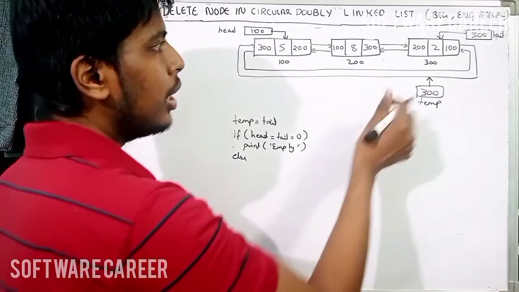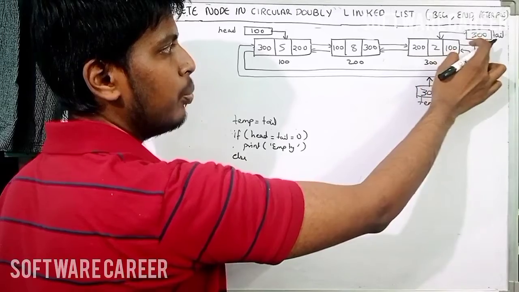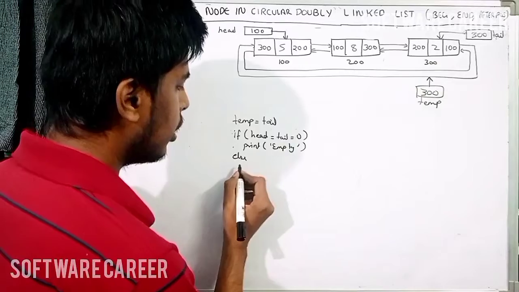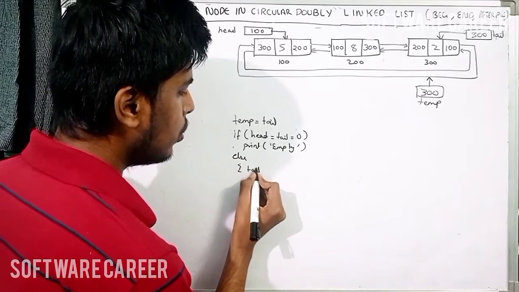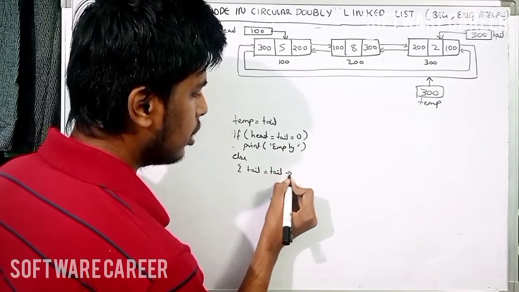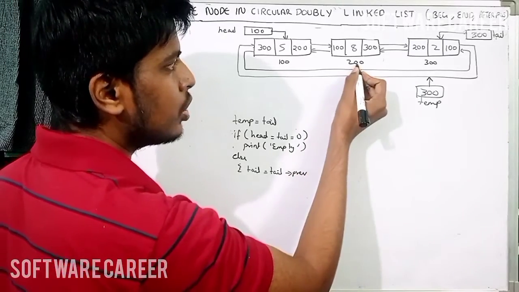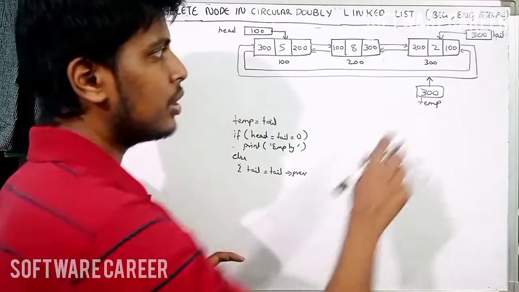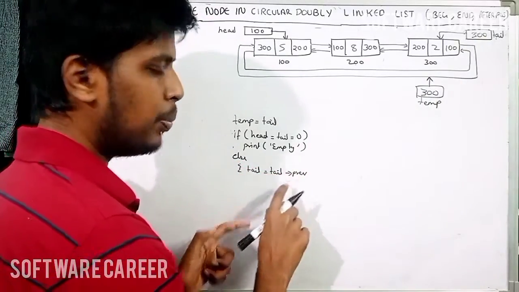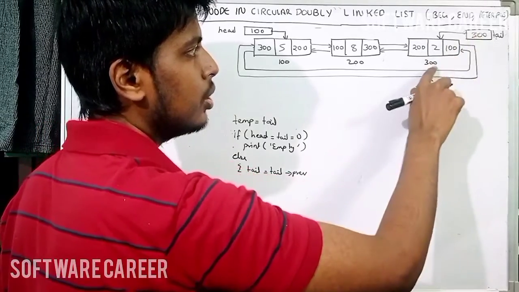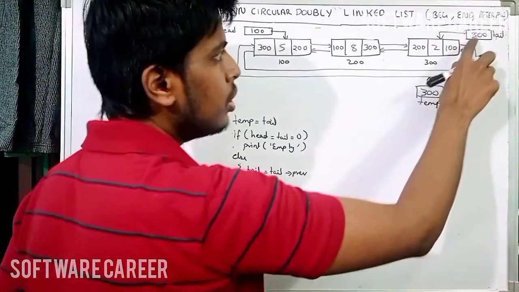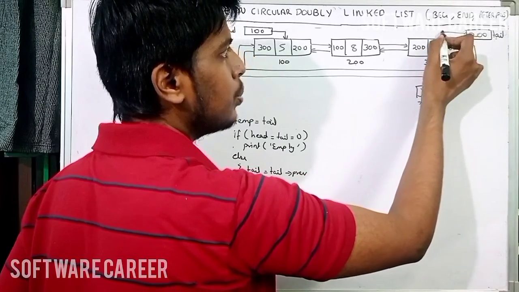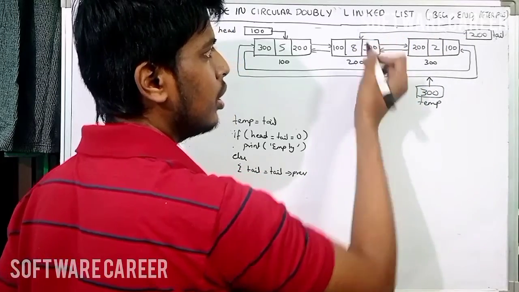Now see, I should delete this node. If I delete it, the tail pointer still points towards this node because this is considered the last node. So how to move? See here. Tail equals to tail previous, because the address of this node is stored in the previous pointer of this node. So tail is updated to tail previous. Tail is 300, so 300's previous is 200. So this is updated to 200. So this pointer is getting cancelled, and this pointer is pointing to the node which has address 200.